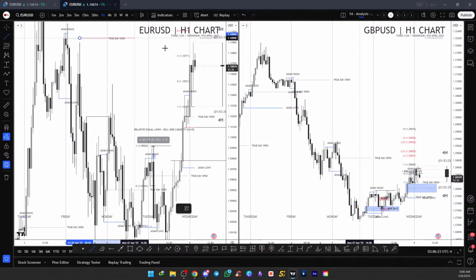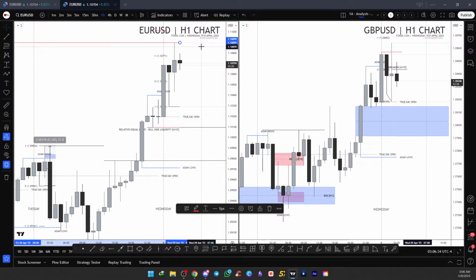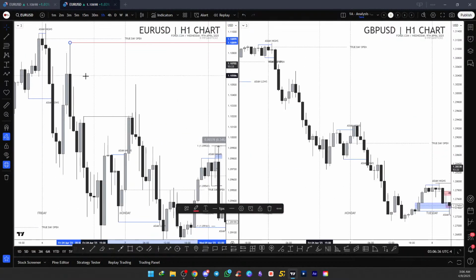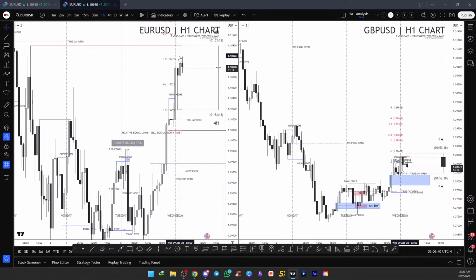So this high is taken out in EU. Where is it? No, it's not taken out, but an equal high has formed. Okay. But what else?